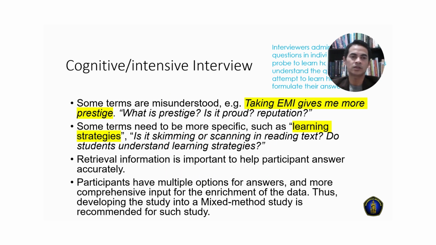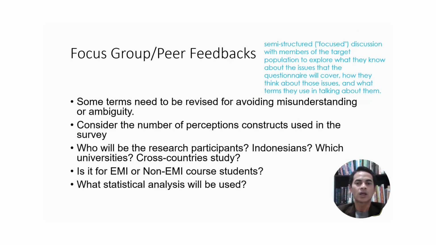The next, I did an interview, a cognitive intensive interview. So I got some feedbacks also from my colleagues that some terms are possibly misunderstood. For example, taking EMI gives me more prestige. What is prestige? Is it being proud or is it a kind of reputation, for example? The next, some terms need to be more specific, such as learning strategies. Maybe it's important for them to have a more specific strategy here. Is it skimming or scanning in reading, for example, or what? Okay.